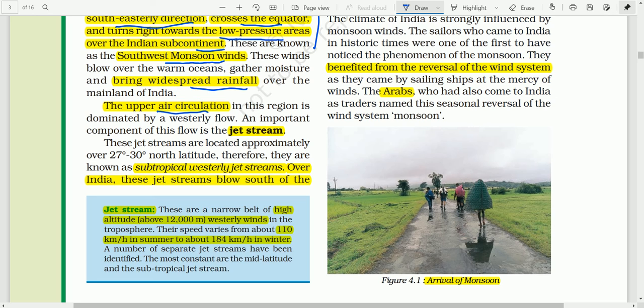This region is dominated by the westerly flow. An important component of this flow is the jet stream. What is meant by jet stream is given here. Jet streams are a narrow belt of high altitude westerly winds. Actually, not only westerly, easterly winds are also there, in the troposphere. The speed of the wind varies between 110 kilometers per hour in the summer to about 184 kilometers per hour in the winter. So what are jet streams?